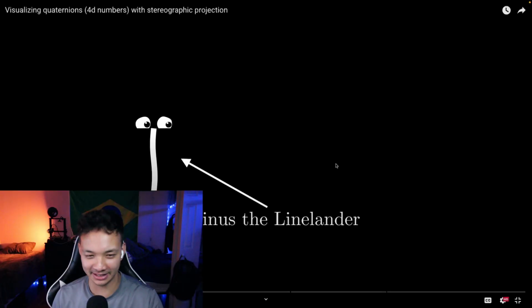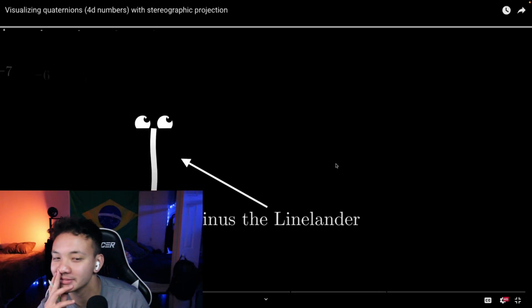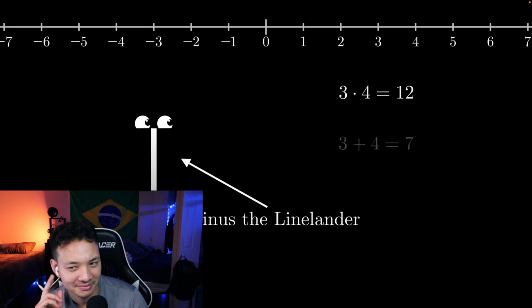Our first character is Linus the Line, whose mind can only grasp the 1-dimensional geometry of lines and the algebra of real numbers.